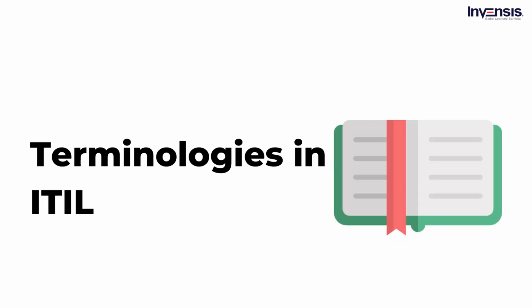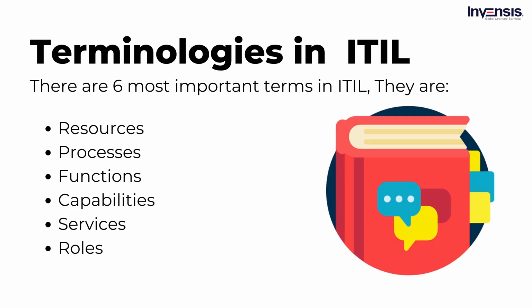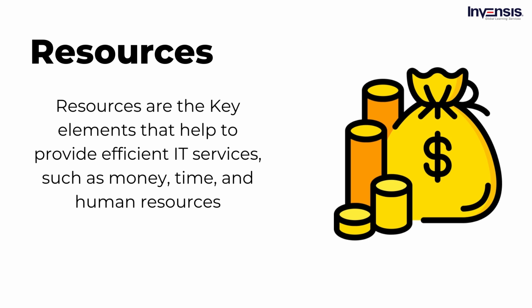Now, let us start with the terminologies of ITIL. There are 6 most important terms in ITIL. They are resources, processes, functions, capabilities, services, roles. So, let us start with the terminologies in detail. Our first terminology of ITIL is resources. Resources are the key elements that help us provide efficient IT services, such as money, time, and human resources.